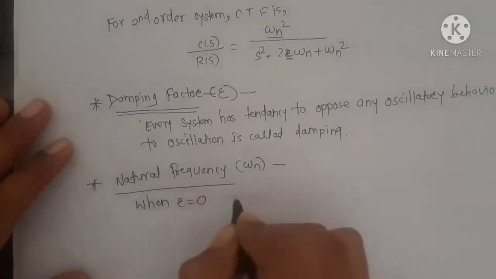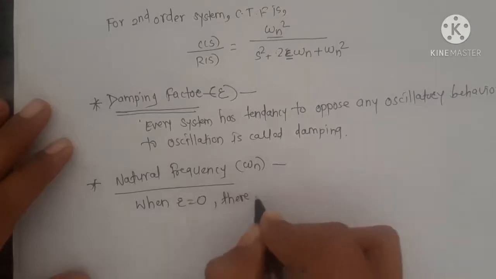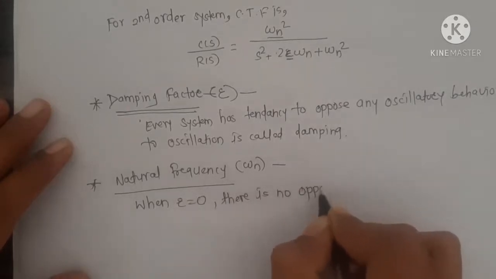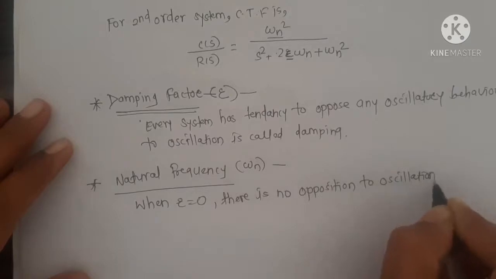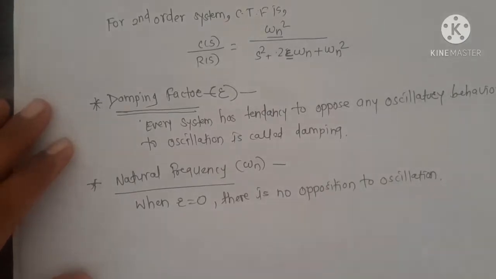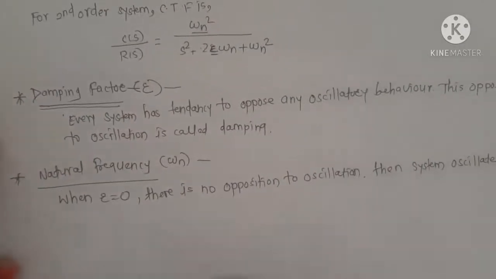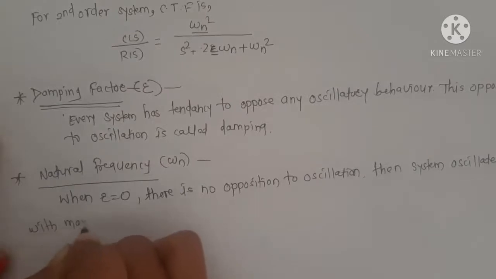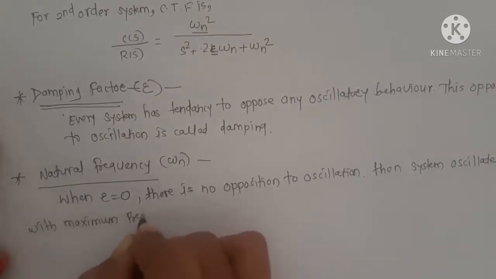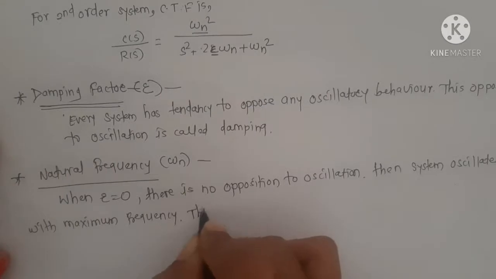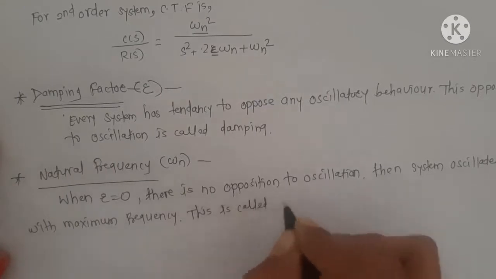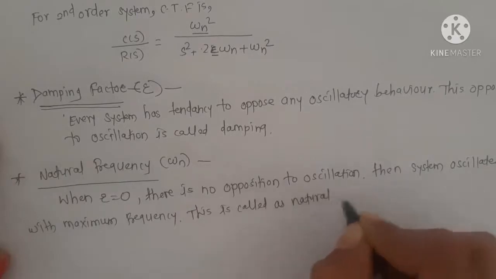When eta equal to 0 means there is no opposition to oscillation, then the system oscillates with maximum frequency, and that maximum frequency is called as the natural frequency of oscillation.